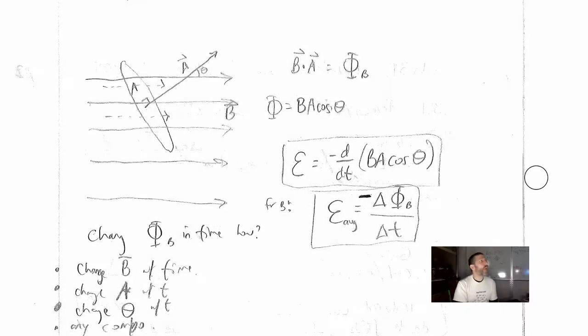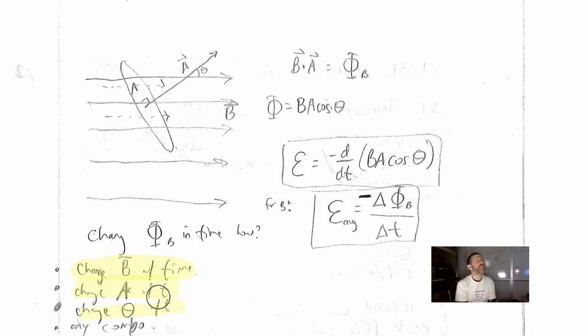There are several ways to change the flux, as you've already predicted. You can change the magnetic field with time. So yes, we can change the magnetic field with time like Faraday did. Or you can change the area with time. We'll see an example of that when we do motional EMF. You can also change the angle with time.